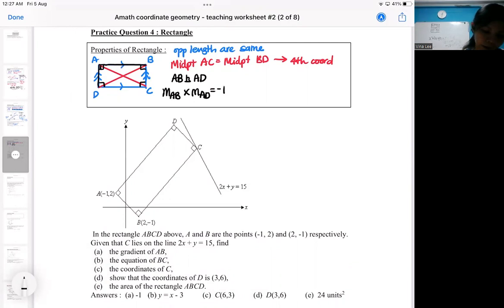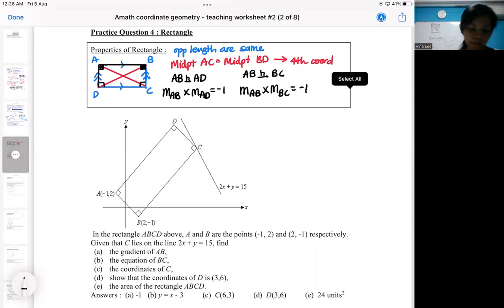Okay, so I take another corner. If I take another corner, AB is perpendicular to BC. So the product of the two gradients will be equal to -1. Okay, so now I've got 4 corners, right? So you actually can repeat this 4 times.